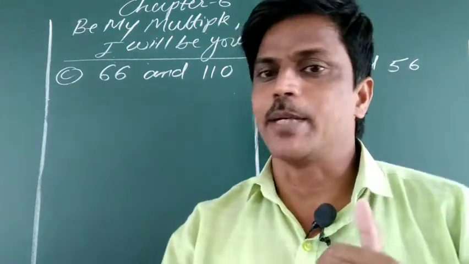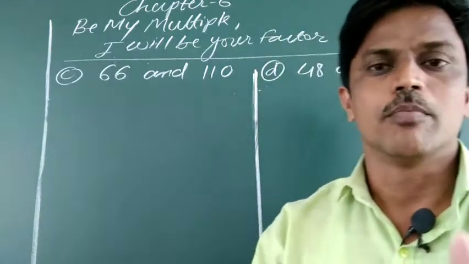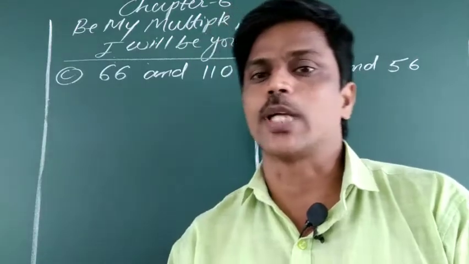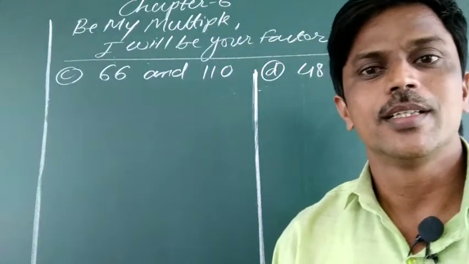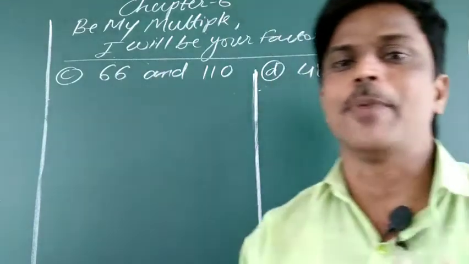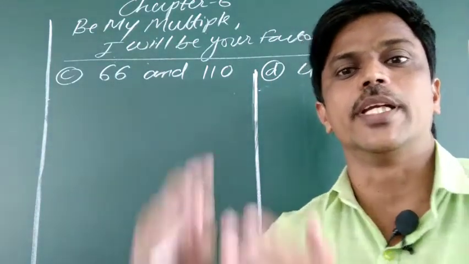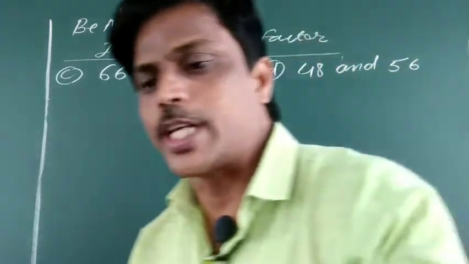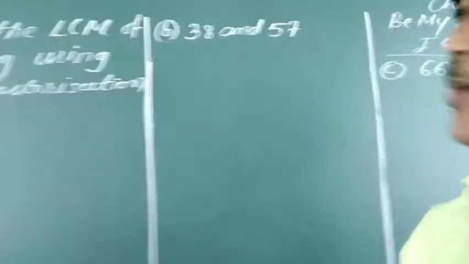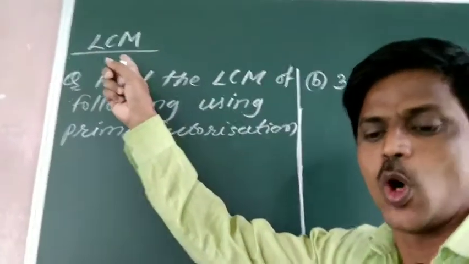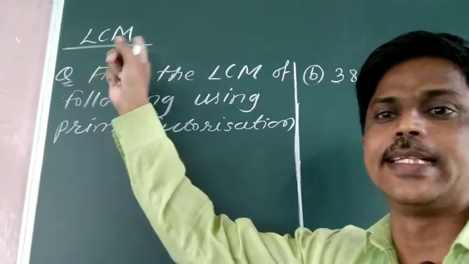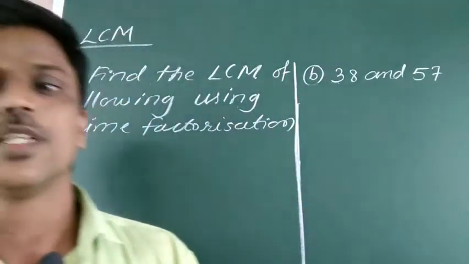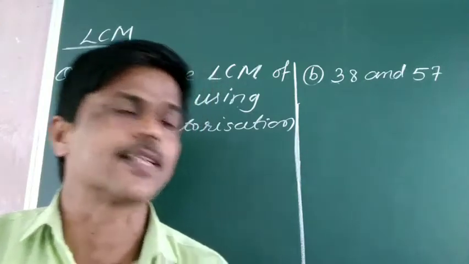Earlier we found the HCF by listing factors only, finding the common factors and then the HCF. Last period we found the HCF by the prime factor method, and in that method we learned how to find the prime factors of the given numbers, make a list of the common prime factors, and then find their HCF. Now, in today's class it is about LCM. All of you know the full form of LCM, it is least common multiple.